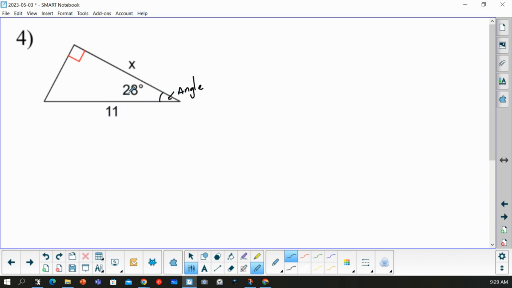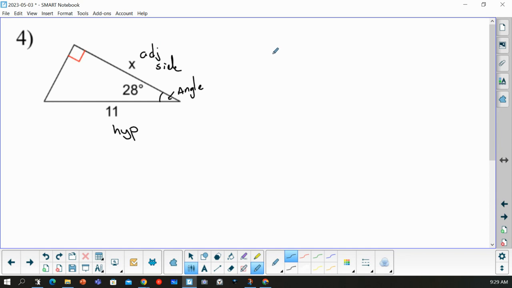This 11 is right next to this, so you might be tempted to say it's adjacent to it. It's true that it is adjacent to it, but because it's opposite the right angle, it's going to bear the name hypotenuse. Even though it's right next to it, it's going to be called the hypotenuse. The x is also right next to this 28, which means it's going to get the name adjacent because it is not a hypotenuse, right? So we've got an adjacent and hypotenuse.